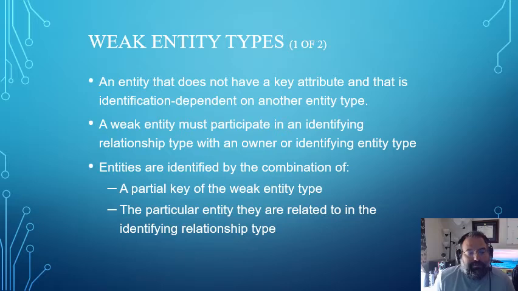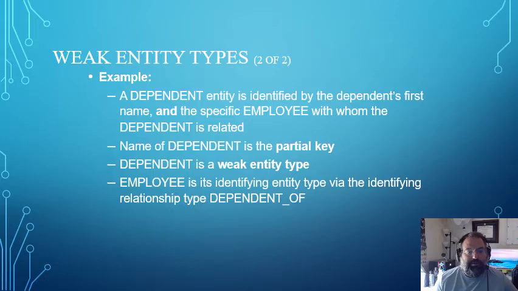Weak entity types: an entity that does not have a key attribute and that is identification dependent on another entity type. A weak entity must participate in an identifying relationship type with an owner or identifying entity type. Entity types are identified by the combination of a partial key of the weak entity type and the particular entity they are related to in the identifying relationship. Here's an example. A dependent entity is identified by the dependent's first name and the specified employee with whom the dependent is related.